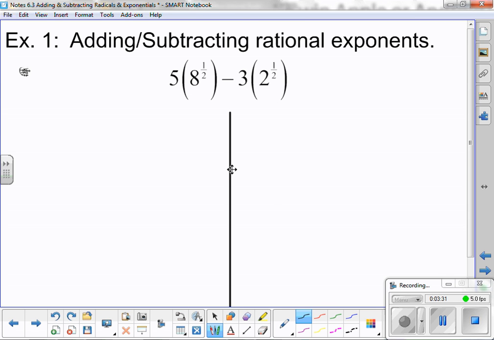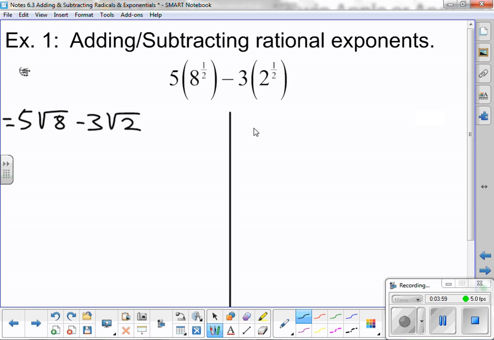The first way I'm going to show you is basically part of the reason why we did the transforming back and forth. You can actually rewrite this in radical form, which might be helpful for some of you. So you can put 5 times the square root of 8 minus 3 times the square root of 2. So you should have developed this skill in the last section.